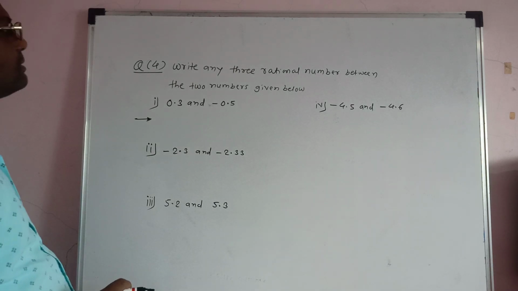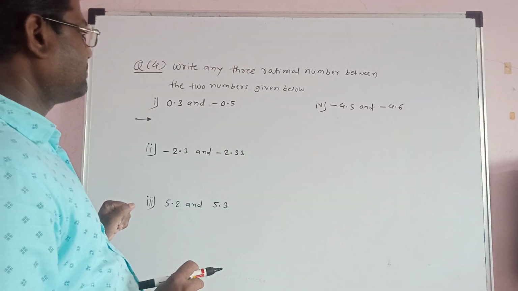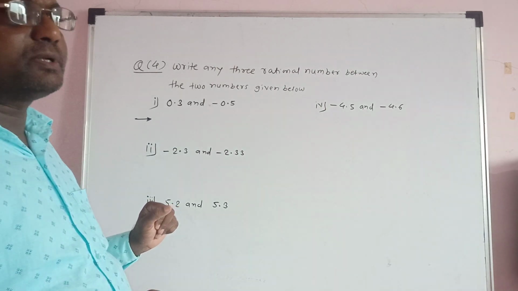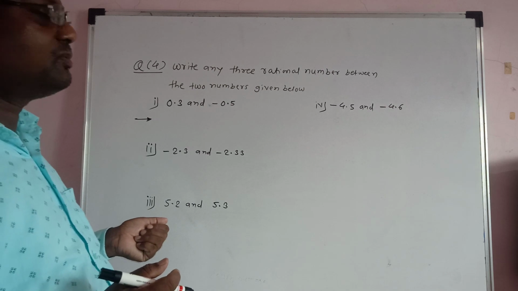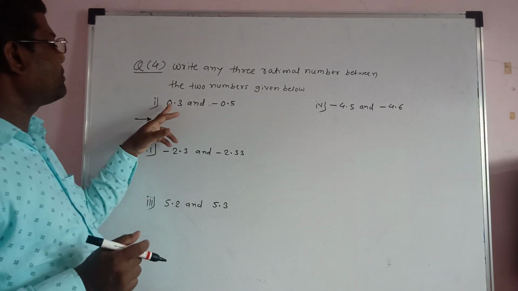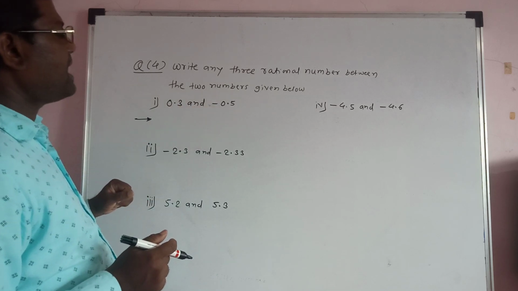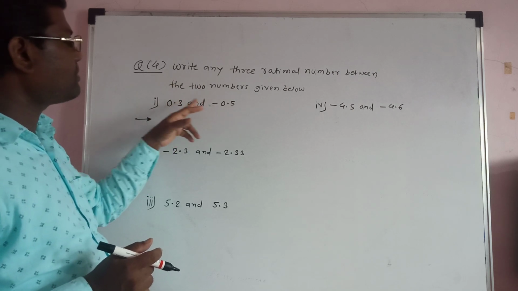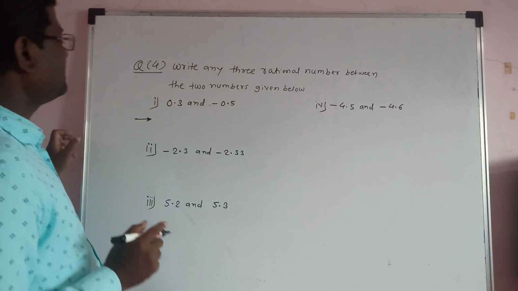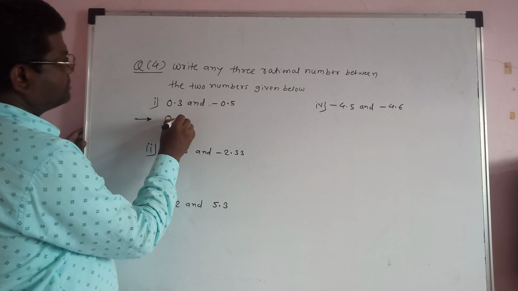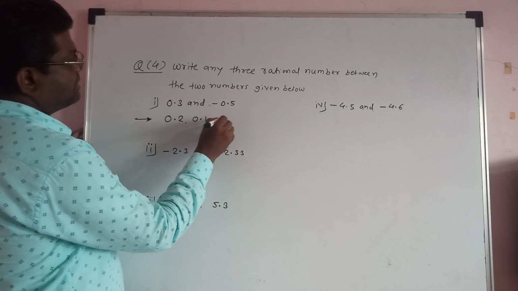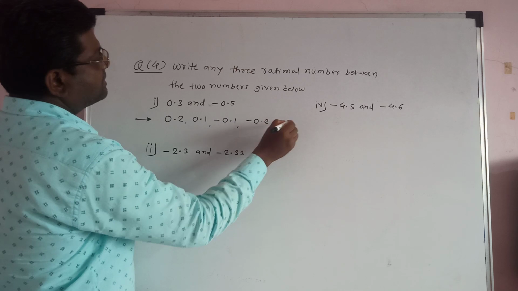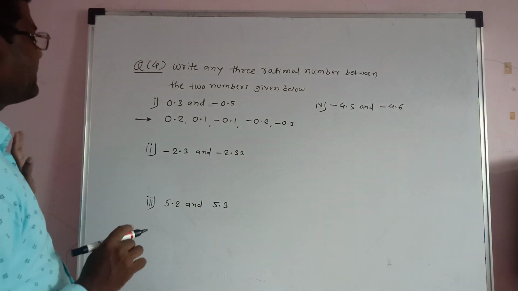Now question number 4. Write any 3 rational numbers between the two numbers given below. Between any two rational numbers, there are infinite rational numbers. We can write infinite rational numbers. Number 1 is 0.3 and minus 0.5. So we have to write the rational numbers between 0.3 and minus 0.5. So those numbers are 0.2, 0.1, minus 0.1, minus 0.2, minus 0.3. In this way you can write infinite numbers.